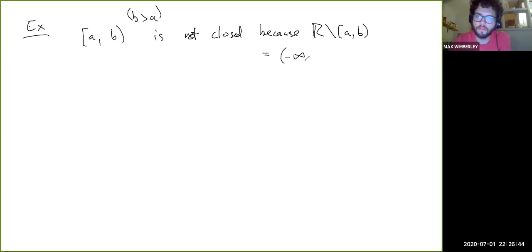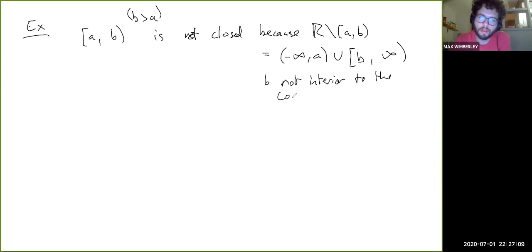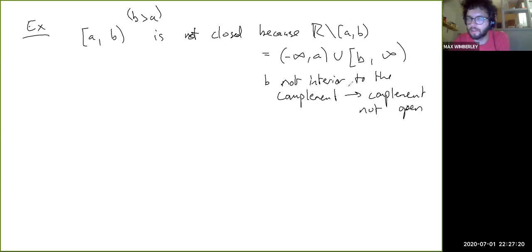We have negative infinity to A open on this side, union B closed on this side, infinity, right? And so it's this point, the point B is in the complement, and this point B is not interior to the complement, right? So B is not interior to the complement, right? So the complement is not open. So if the complement isn't open, then the set is not closed, right?